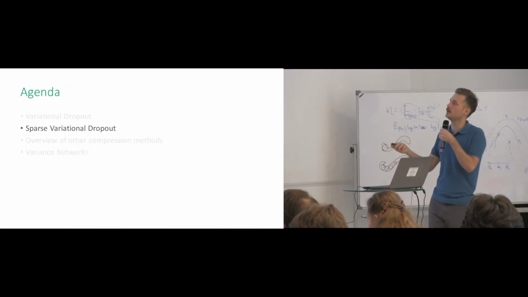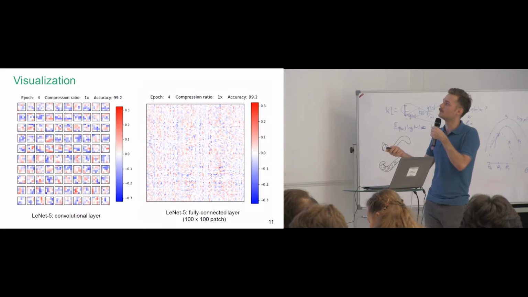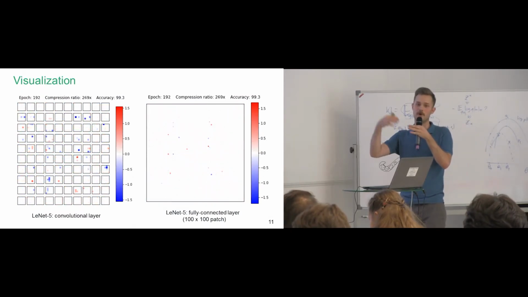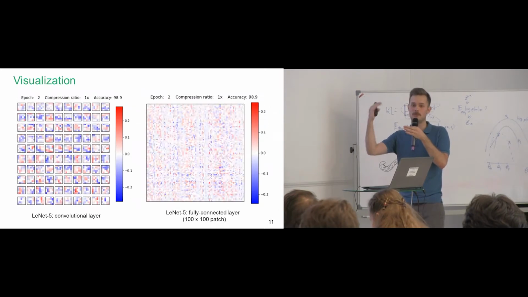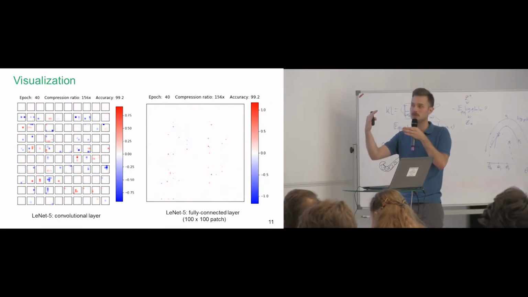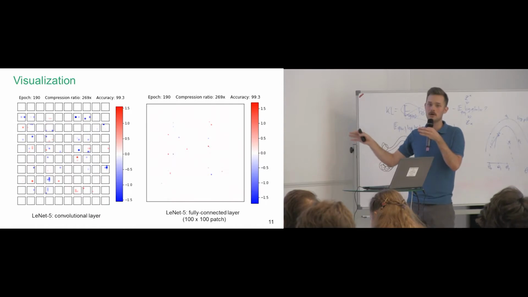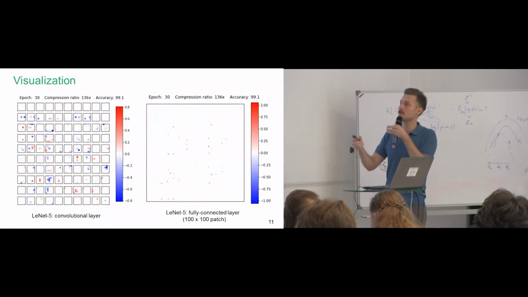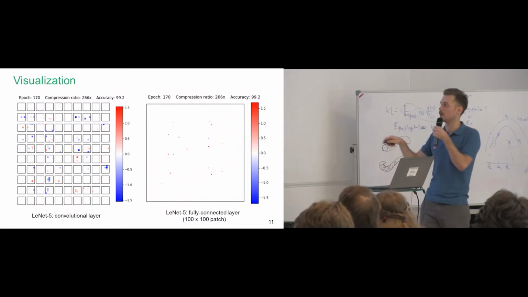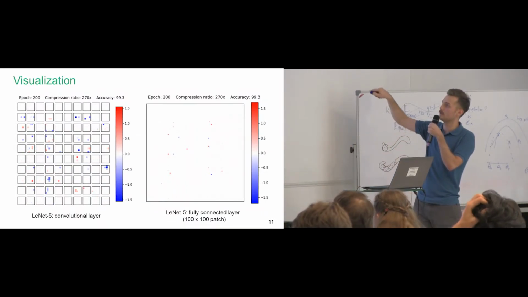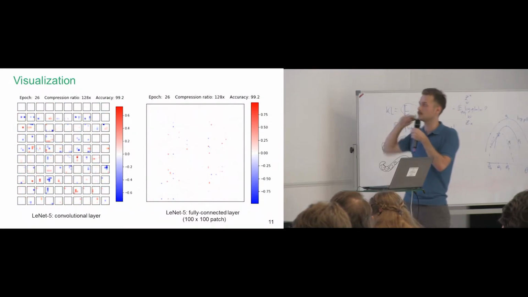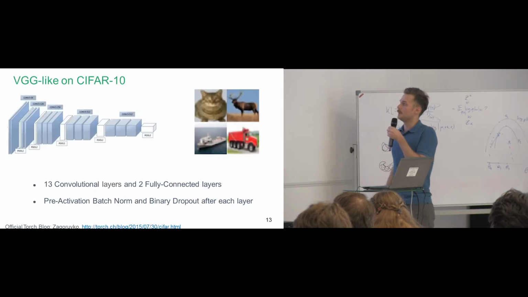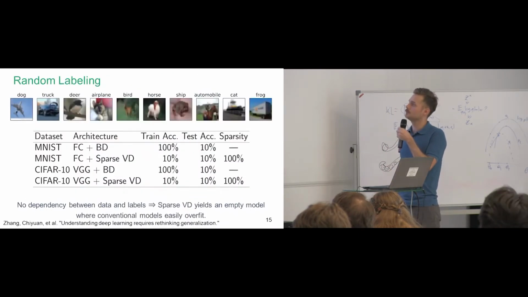So after training we have two clusters of alphas. We have weights with very large values of alphas, which means they're almost zero. And we have weights with some meaningful values of alphas. That's what these red and blue dots show. Okay, let's move on.